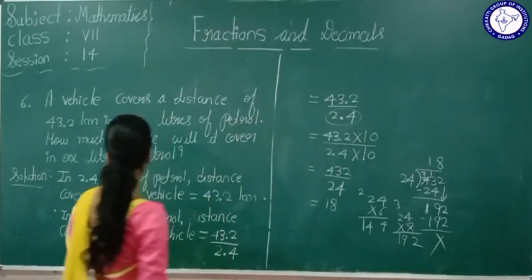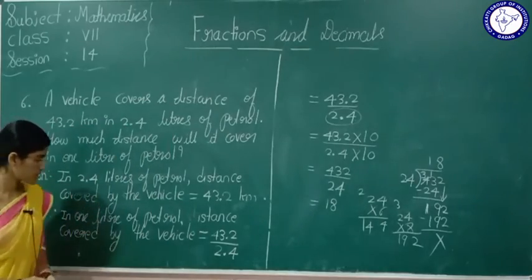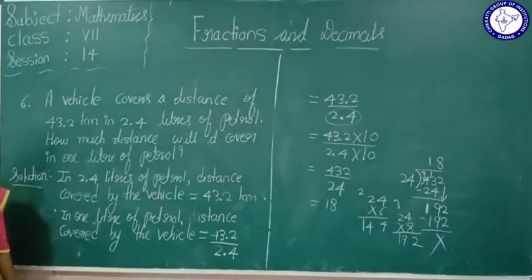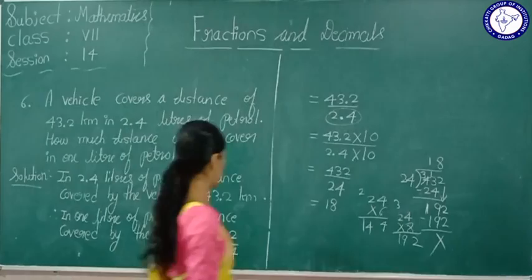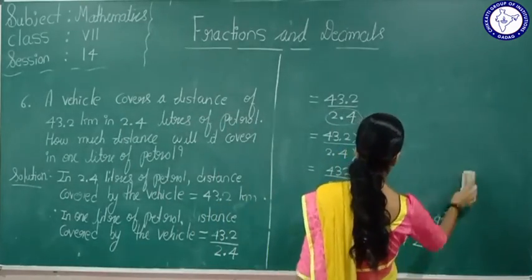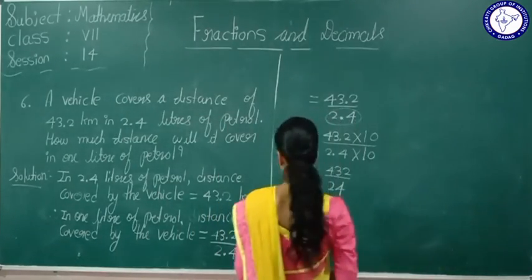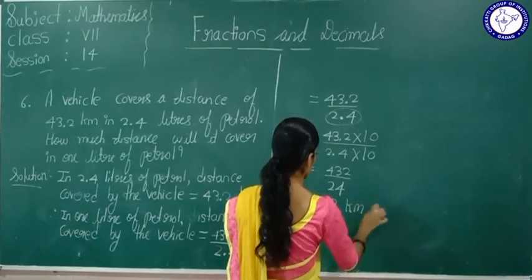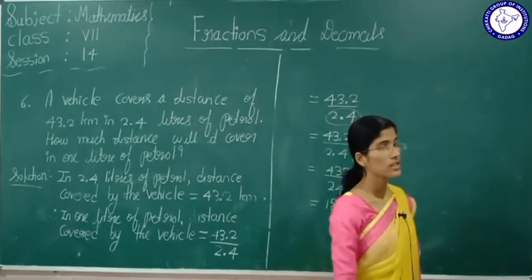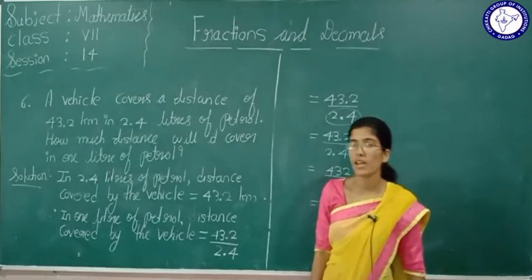See here, in 1 liter of petrol, distance covered by the vehicle is what? How many kilometers? It will be 18 kilometer. Okay. So this is about your exercise.